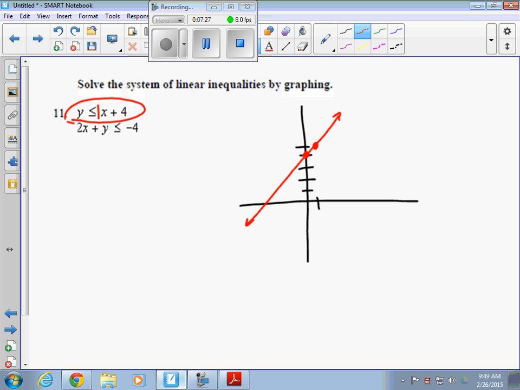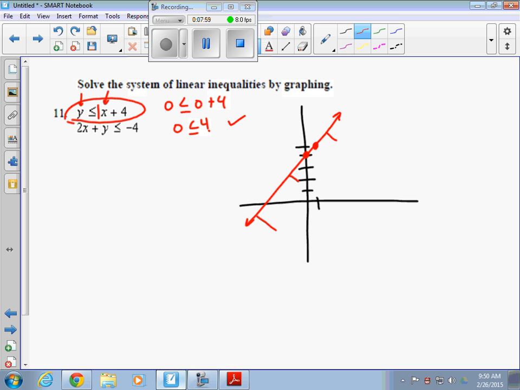Then we have to shade one side or the other. It's not going through 0, 0. So if we plug in 0 for x, is 0 less than or equal to 0 plus 4? We want to see if that's a true statement. 0 is less than or equal to positive 4. That is a true statement. Since it is true, we know we'll shade everything in this direction. And look how neat I'm trying to be with my shading, so we don't have any mess.